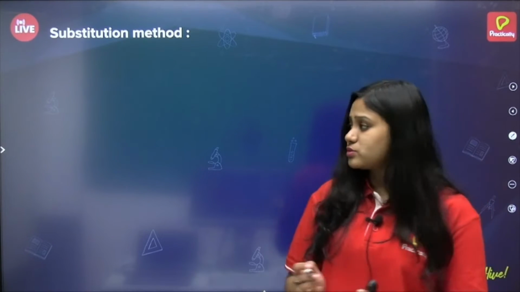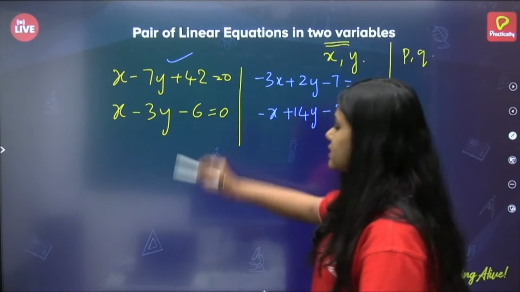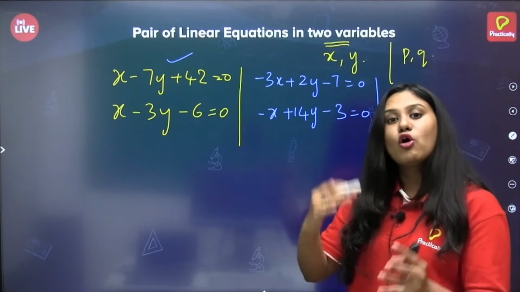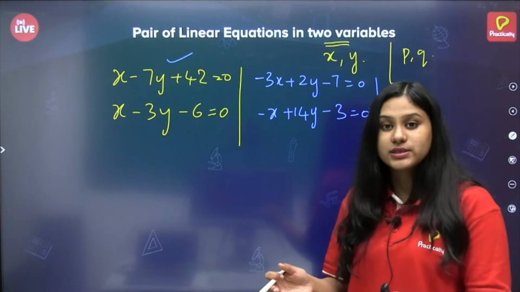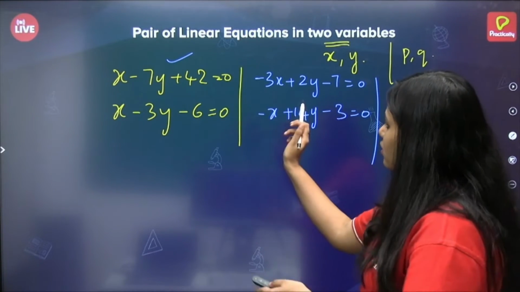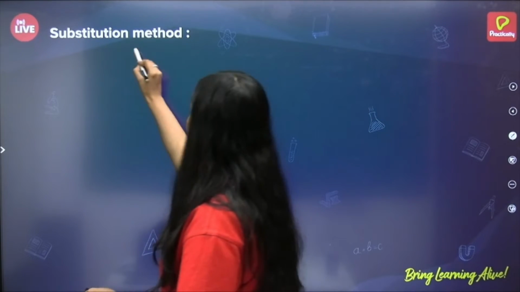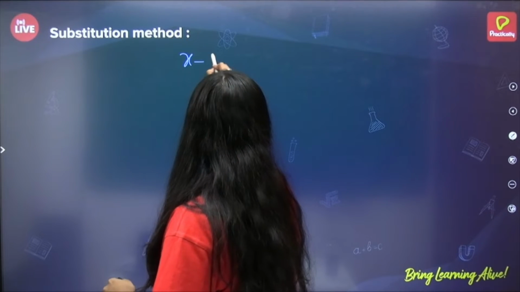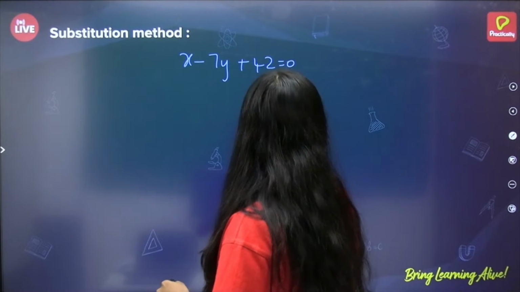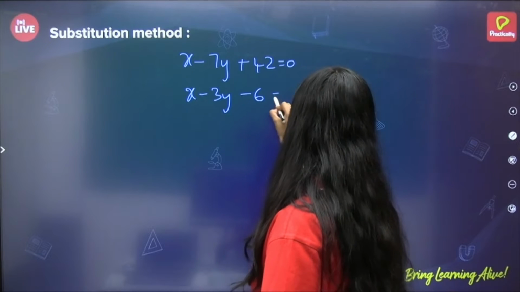Substitution method. What we'll do is take that example only. Let us take the same example and solve this in all three different methods, so you'll understand which method is taking more time, right? So what are the equations? x minus 7y plus 42 is equal to 0 and x minus 3y minus 6 is equal to 0.